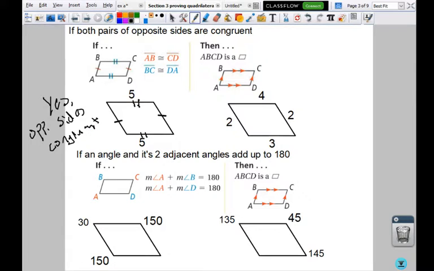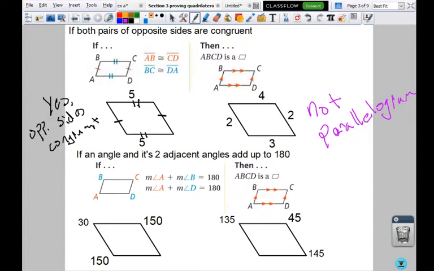So this is most of what we're doing today. We're going to say, yes, it's a parallelogram because of this. Or no, it's not a parallelogram. If I look at this one, I got left and right sides are 2, but are the up and down sides congruent? No. So not a parallelogram. Both pairs of opposite sides have to be equal to each other for it to be a parallelogram.